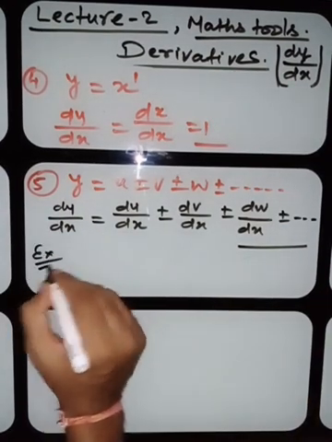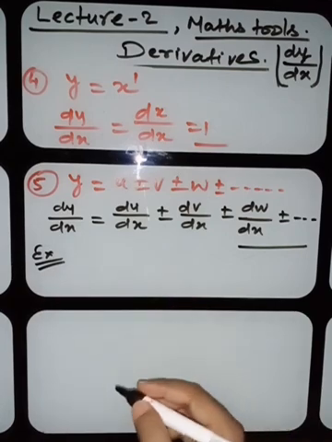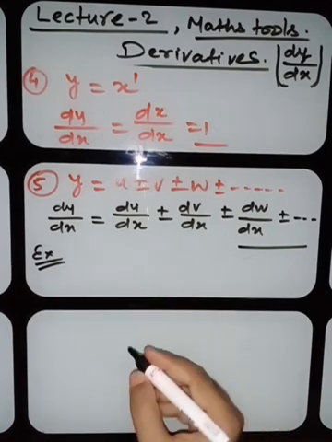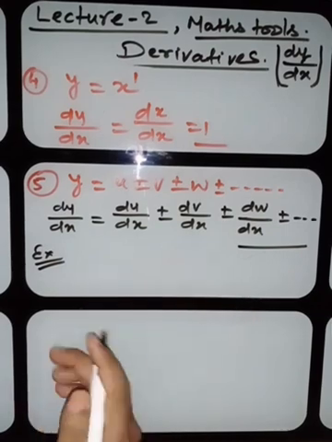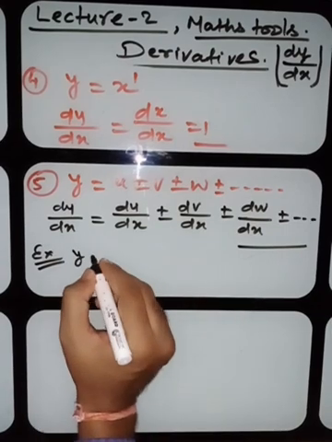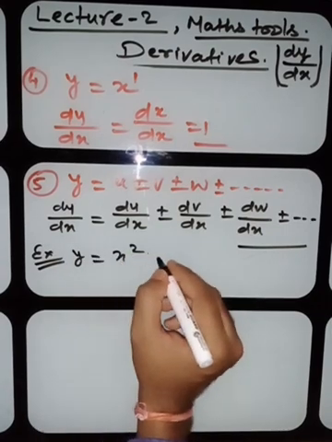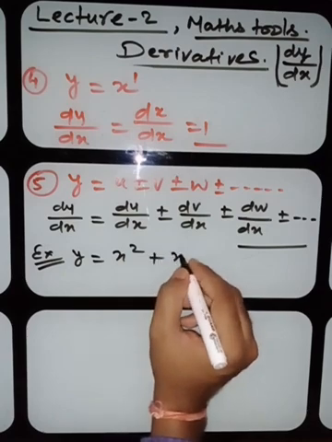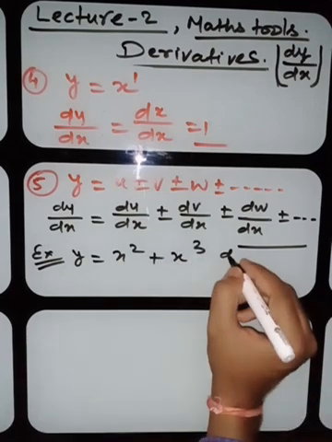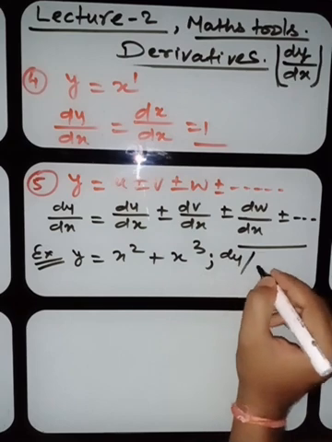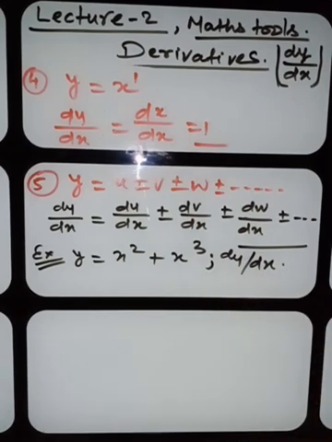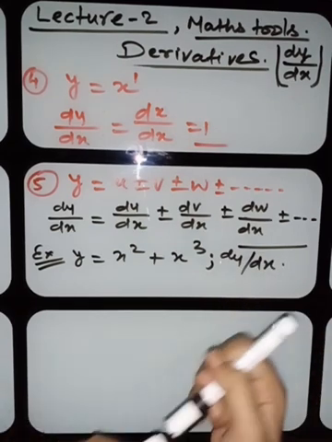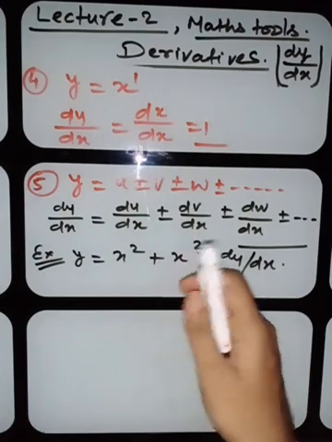Now, should we do a question? Yes, sir. All right, a very simple question. Y is x square plus x cube. You have to find dy by dx. Hurry up. Pause the video and try to solve it, my dear students.